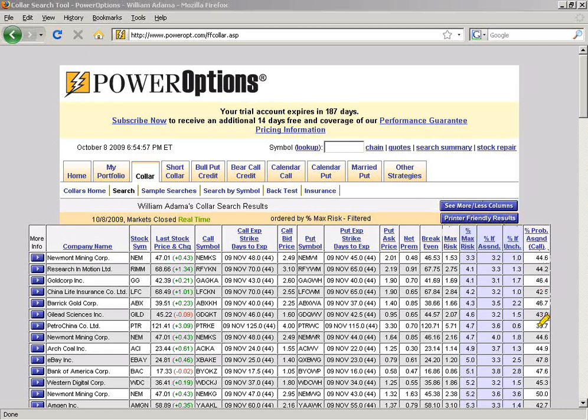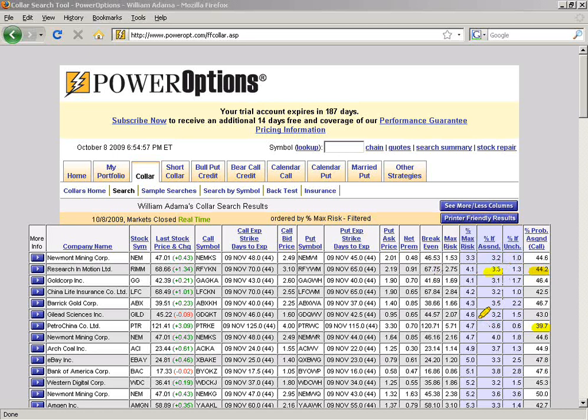I had mentioned earlier in response to Orlando's question that these types of collar positions that I'm looking at, I am potentially expecting to get assigned on and make that return. Okay, I expect the stock to move gradually up. When I do my research and analysis on the position, I'm going to expect the stock to move gradually up in price and that's what I'm looking to achieve.